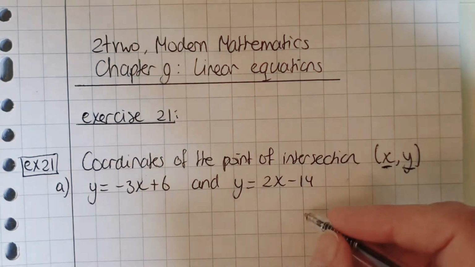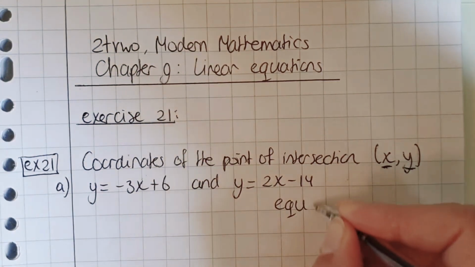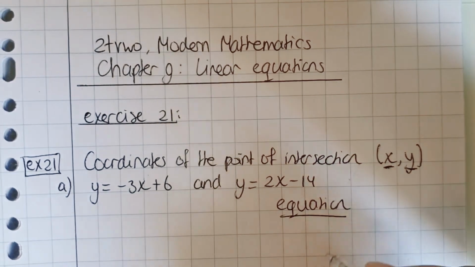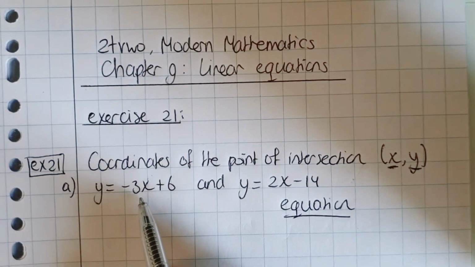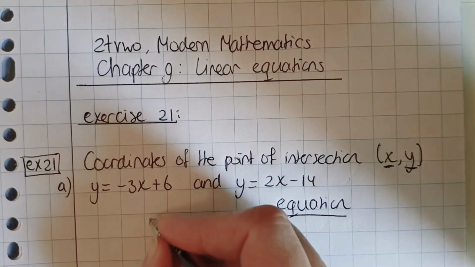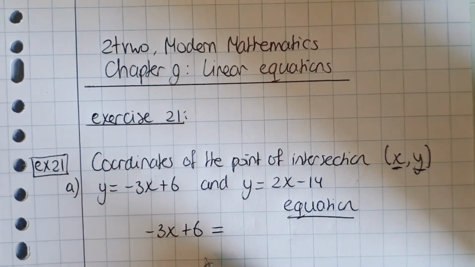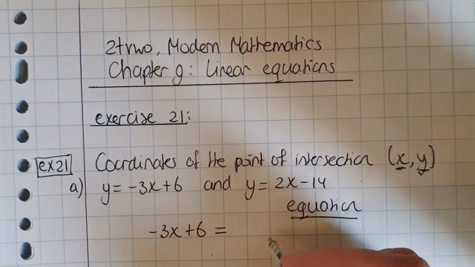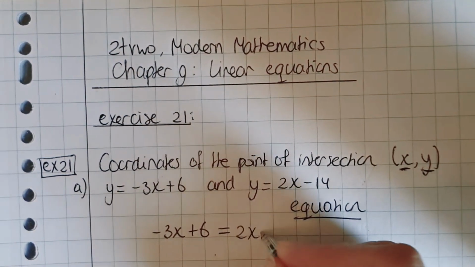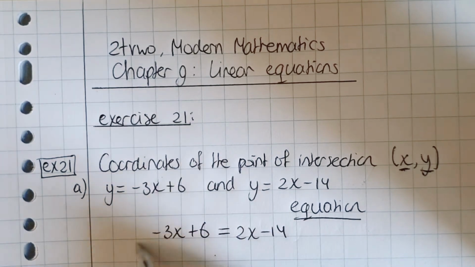Okay, I'm going to start by making an equation. Let me write down the word equation. That's what I'm going to do first. So I write down this part of the formula. So that's minus 3x plus 6. When is it the same as this formula? So that's 2x minus 14. Now, this is an equation.